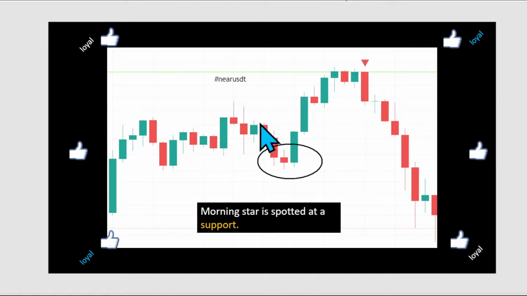From the chart, we can spot a morning star being formed at a support or a wave fall of NEAR USDT. However, the small candle is closing red instead of green, but the pattern is still valid with a target profit at the candle open of the red candle.